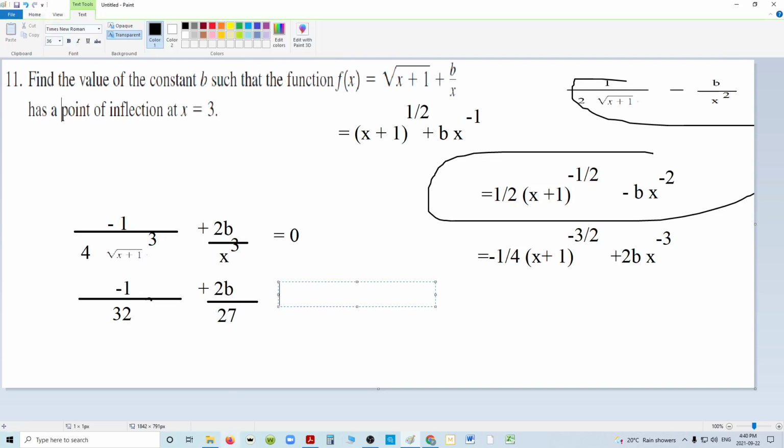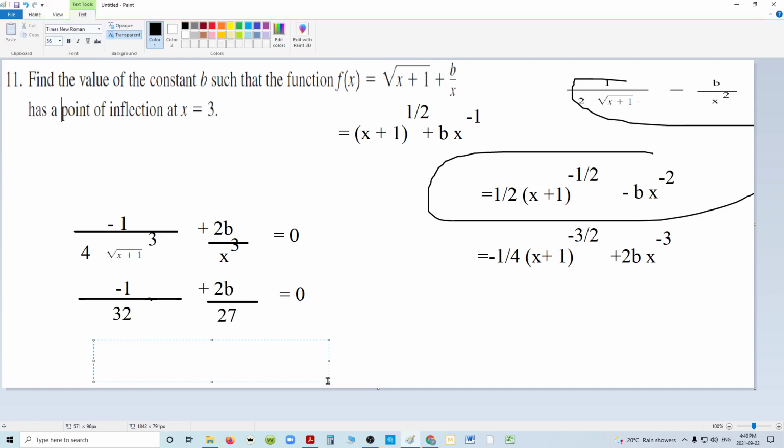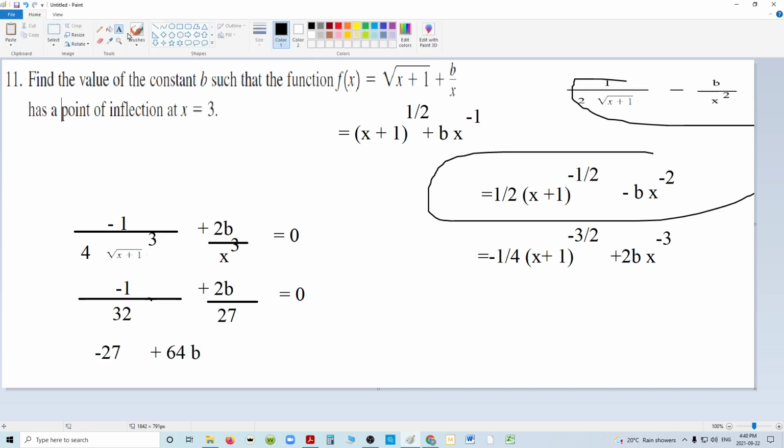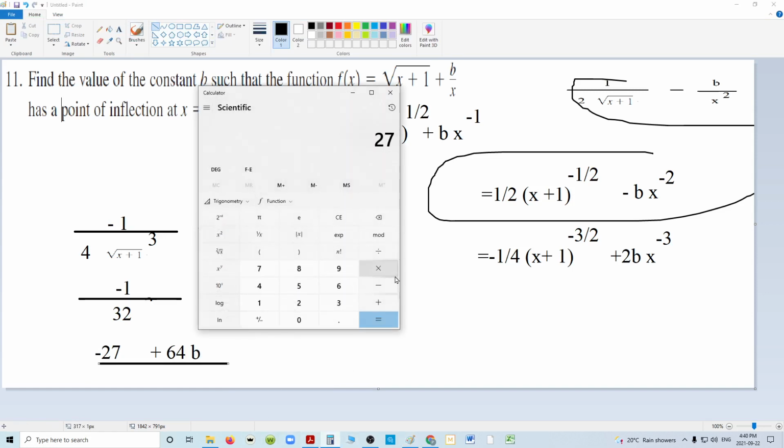Is equal to 0. Now, before I can add those, I'd have to find a number in common. But the easiest thing for me to do is cross multiply. So when I cross multiply, I just don't have to worry about the 0. I get minus 27 plus 64b all over 32 times 27. Now, I actually don't have to multiply this out, but I will, just for you.